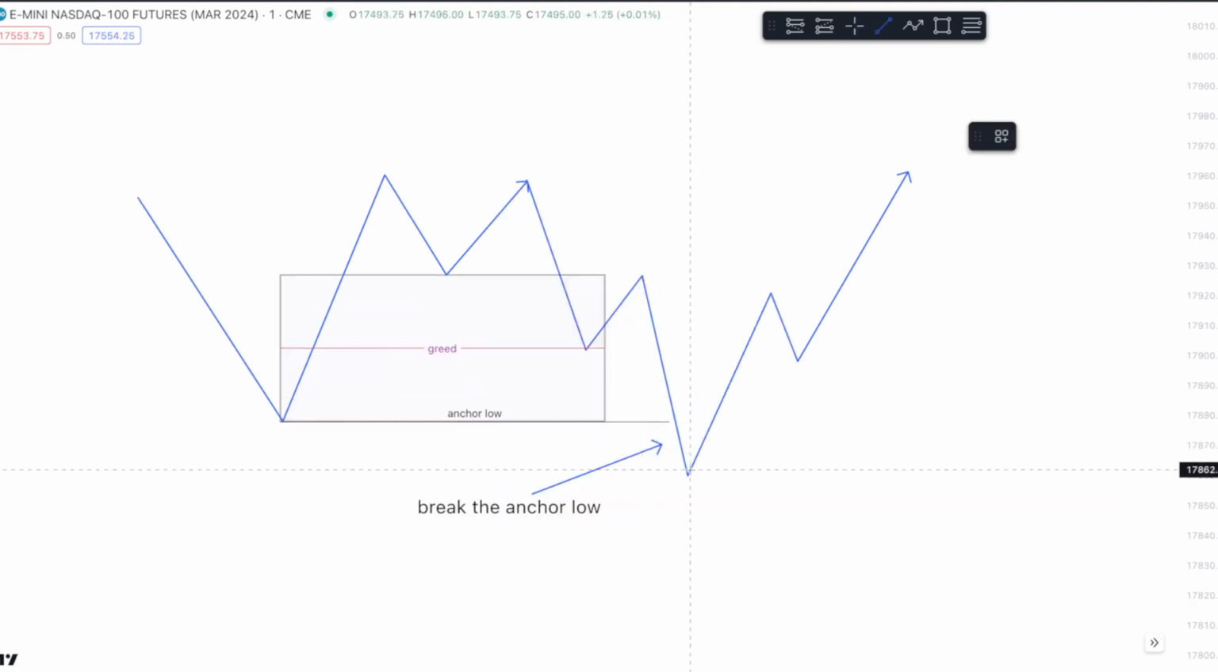Price breaks the anchor low. It sets a low point and crosses above it right here. It sets a high. It sets a low point and it crosses and closes above that candle. Now, there's a couple things you might be wondering. First of all, how can we participate in this here if there's just one pullback?